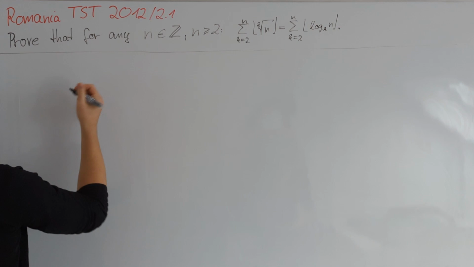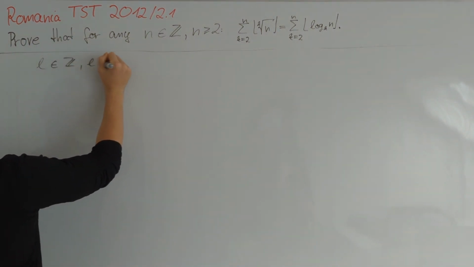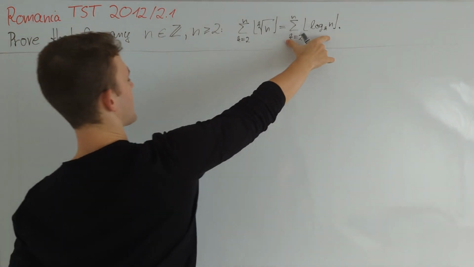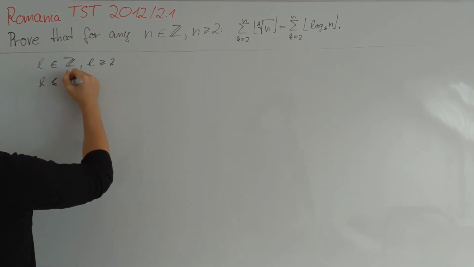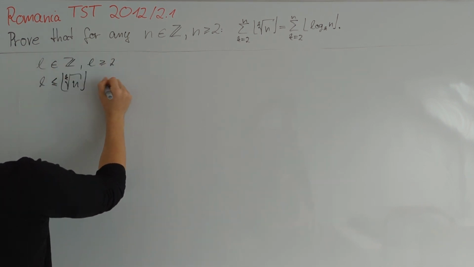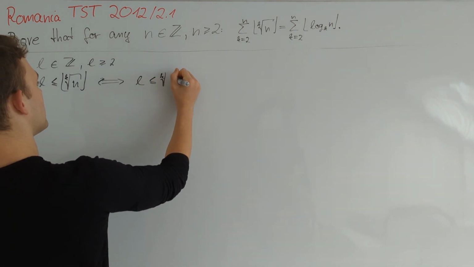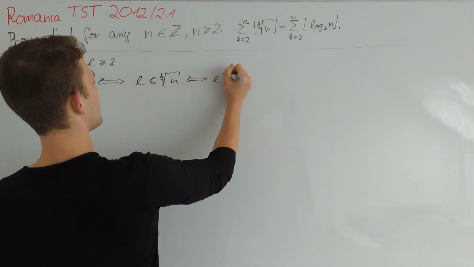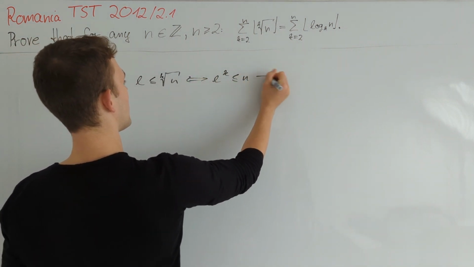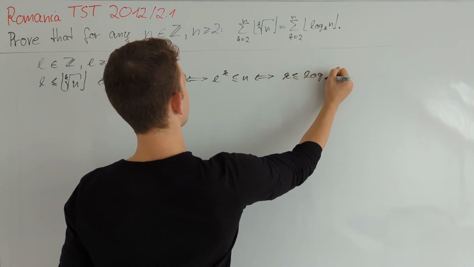So consider some integer L such that L is of course greater than or equal to 2 because we want to end up on the right side, and assume that L is less than or equal to the floor of the kth root of n. Of course, since L is an integer, this is equivalent to L less than or equal to the kth root of n, which we can reformulate as L to the power of k is less than or equal to n, or k is less than or equal to log base L of n.